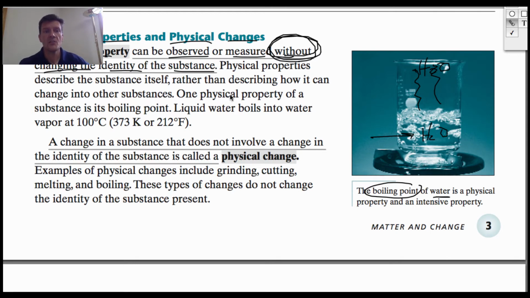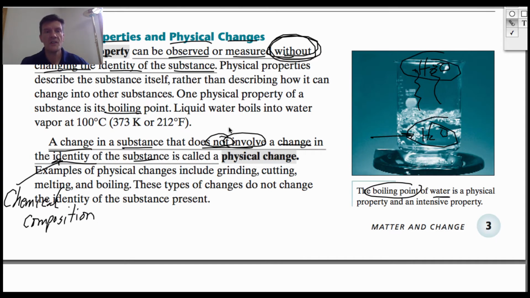Okay? So, when you boil something, or when you freeze something, or you melt something, those are just physical changes. If you take a piece of paper and you rip it up, it's still paper. Okay? So, a change in a substance that does not involve a change in the identity of the substance, or I might even add here, the chemical composition. It is still the same formula, H2O, even though it went through a change, a physical change.